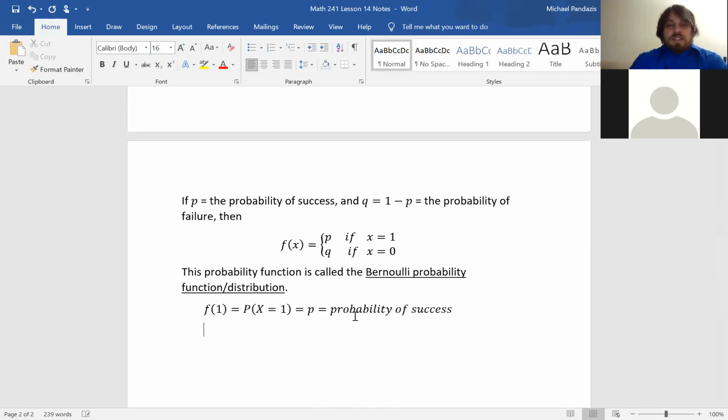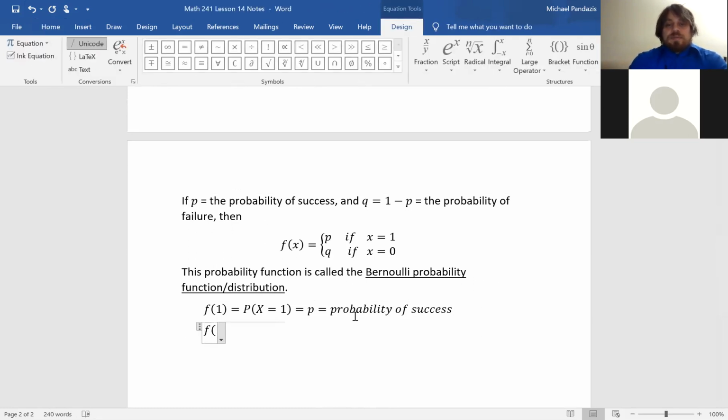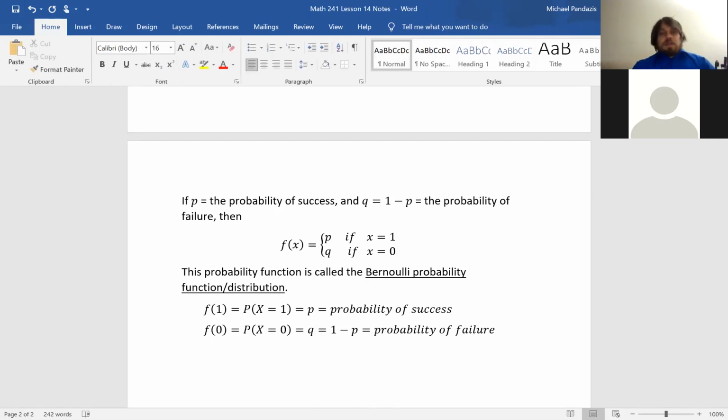And then f of 0 is the probability that X equals 0. The value of X, your random variable, is 0. This is equal to Q, which is 1 minus P, which is the probability of failure.